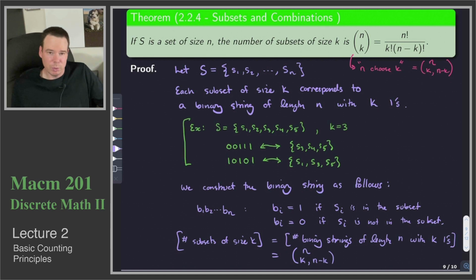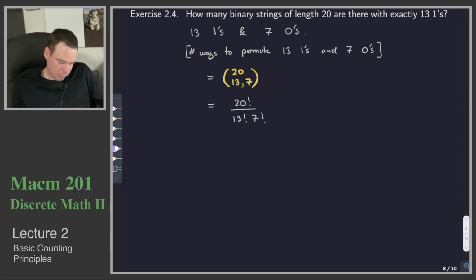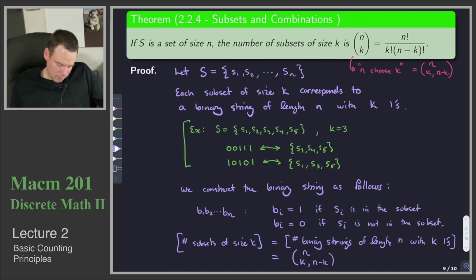And so that was basically our previous example. Our previous example was about how many binary strings are there of a particular length with exactly this number of ones. In this case it was 20 choose 13 comma 7. In general it would be n choose k comma n minus k. And that is precisely n factorial over k factorial n minus k factorial. And that's what we are calling, in this theorem, we've introduced the notation n choose k as a shorthand for that.